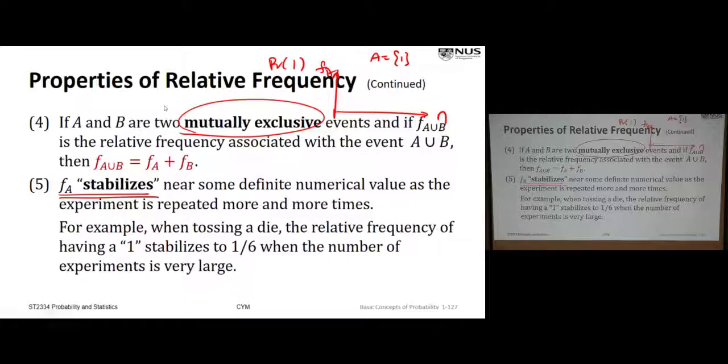But as you perform it, as n gets bigger and bigger, it may go like this. Then it will stabilize at the value 1/6. That means we're close to 1/6 as n gets bigger and bigger. So that's what we mean by stabilize.